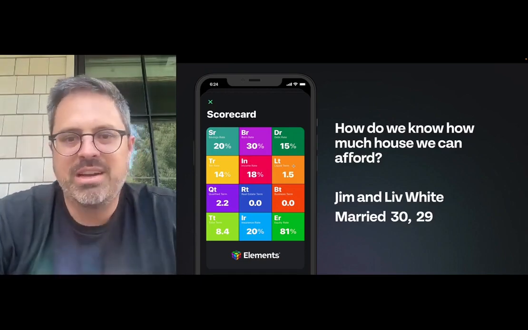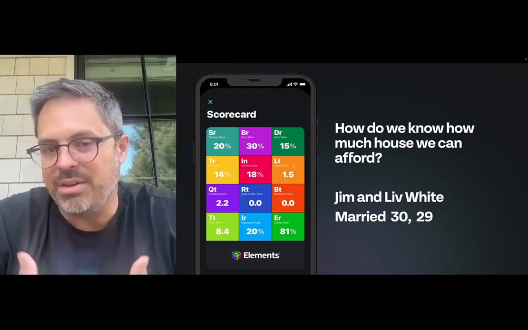Hopefully that's helpful, and that's how you know how much house you can afford.